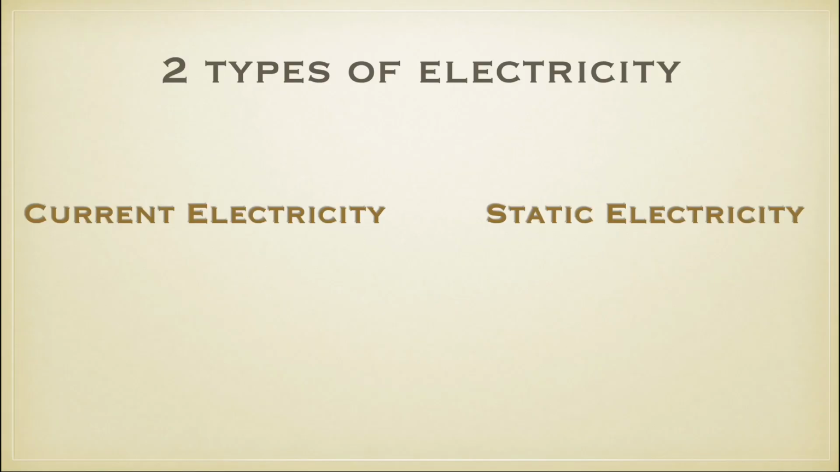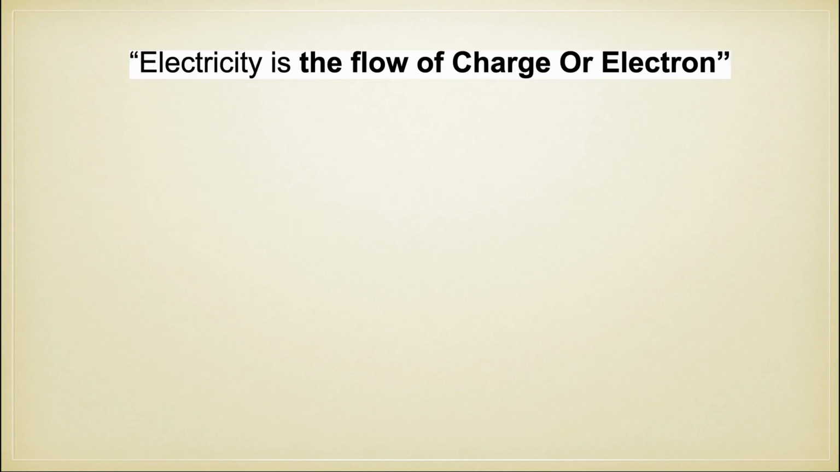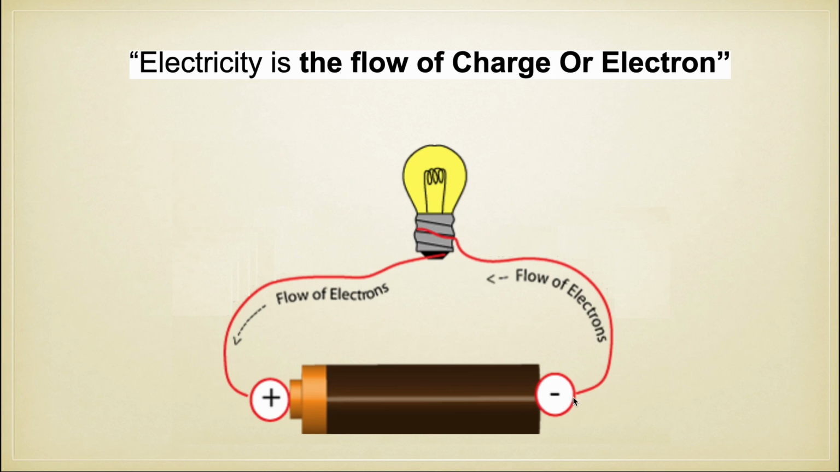Electricity. There are two types of electricity: current electricity and static electricity. Let's start with current electricity. What is electricity? Electricity is the flow of charge or electrons. Here you see that the electrons are crossing this wire and lighting up this light bulb, and then it goes back to the battery.